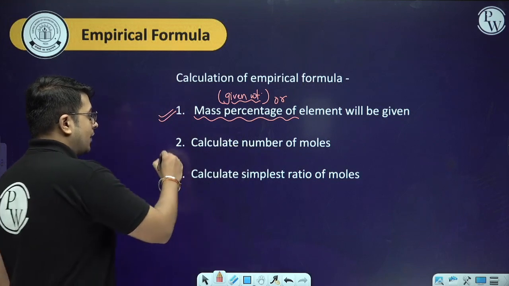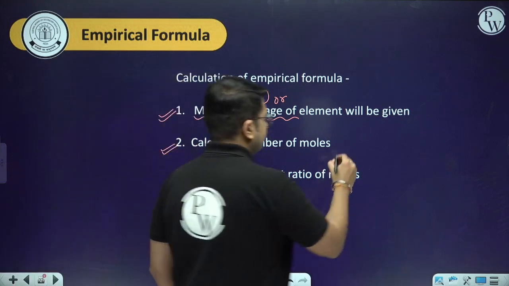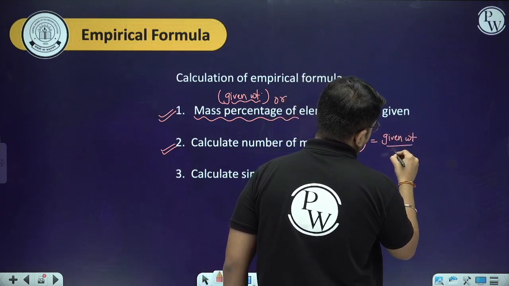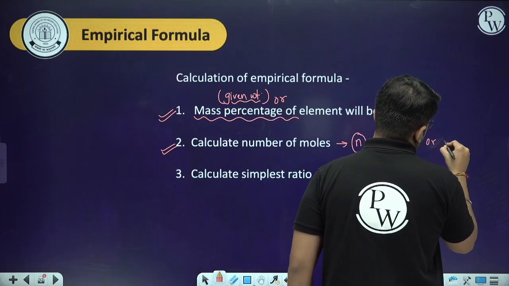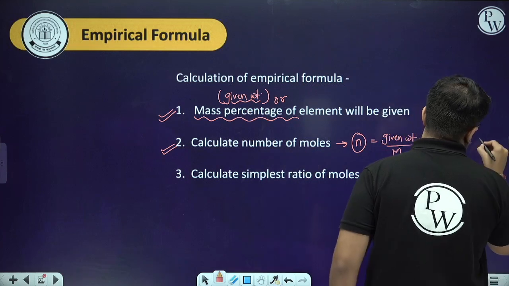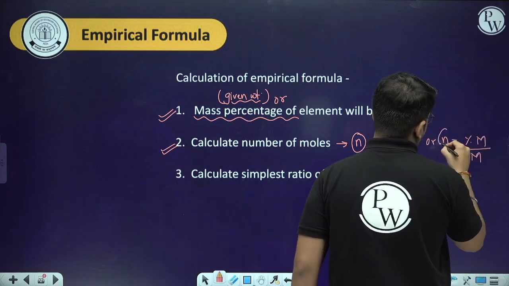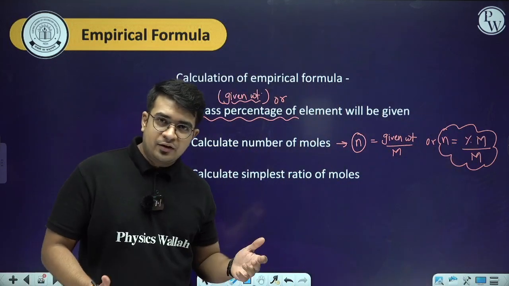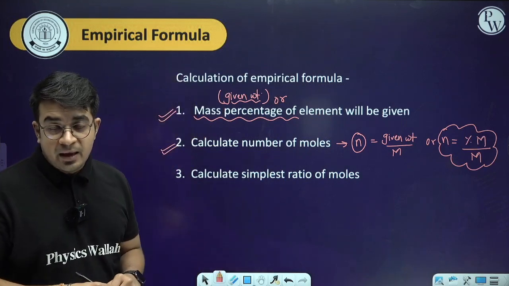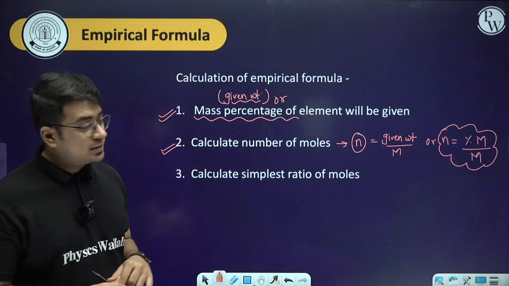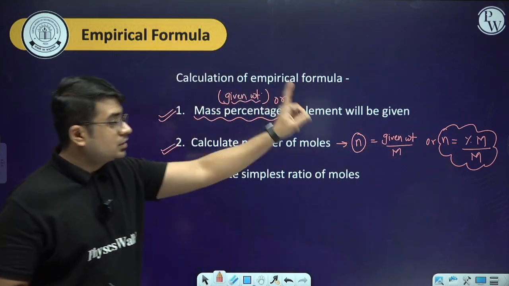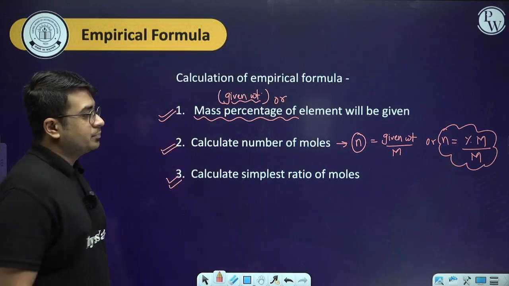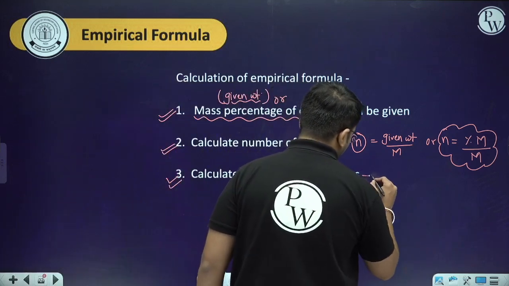Next part, you have to calculate the number of moles. How can you do it? The number of moles is either given weight divided by its molar mass, or mass percentage divided by the molar mass. So, these are the two formulas you are going to use: the simple formula, given weight divided by molar mass, if given weight is there. If given weight is not there and only mass percentage is there, then mass percentage divided by the molar mass, you can calculate the number of moles. There might be a chance they are coming in fractions, so you have to calculate the simplest ratio of the moles. Okay, what you have to do?